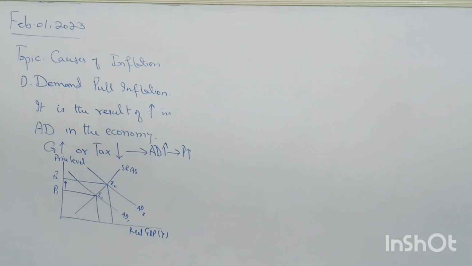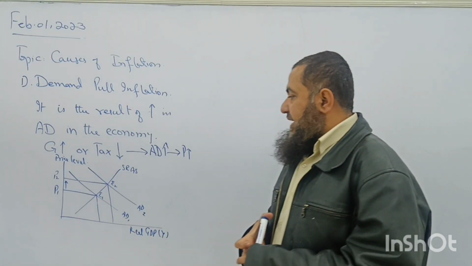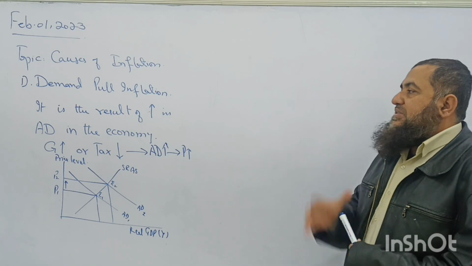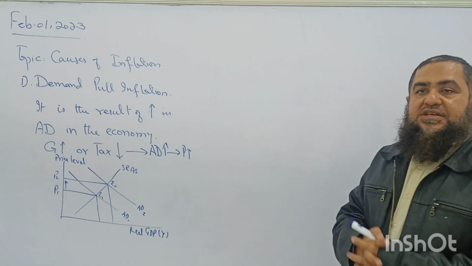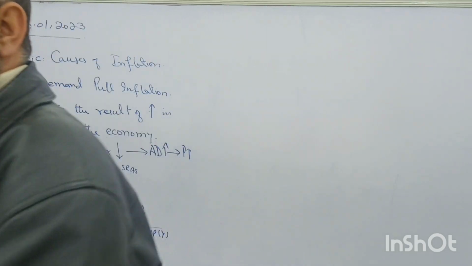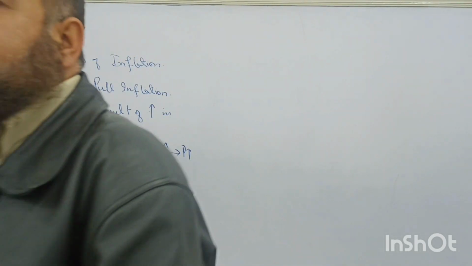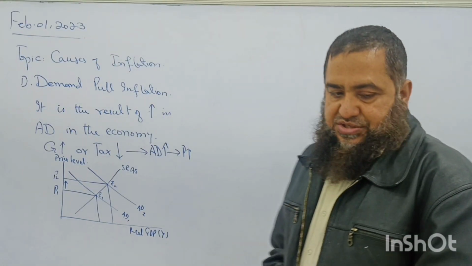Clear? When aggregate demand increases, it causes a shortage of goods at the same price level, and due to that shortage, general price level will increase. Okay, understood how demand pull inflation is caused in the economy? It is due to increase in aggregate demand in the country.